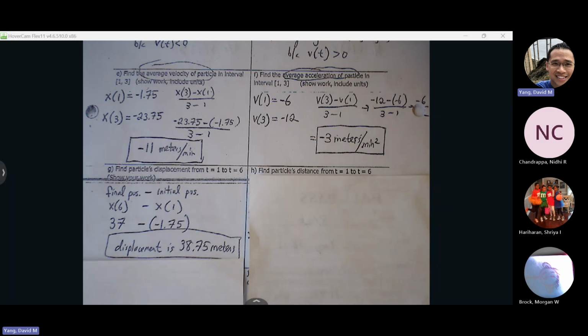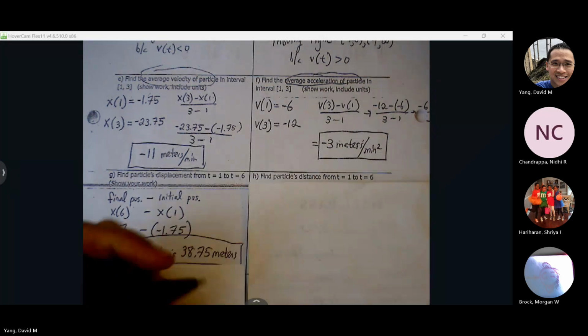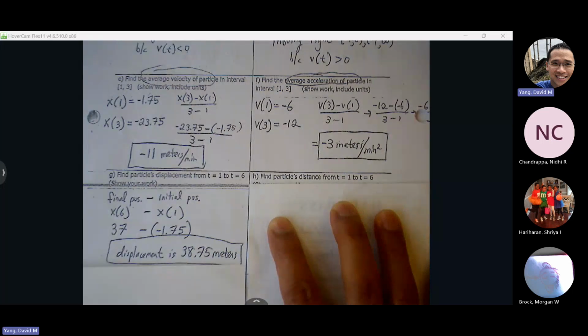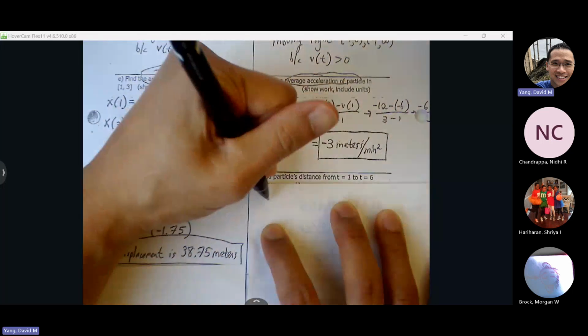If we get a positive number, that just means that we end up to the right of where we started. If we get a negative displacement, that just means that we end up to the left of where we started. Okay, are we okay with displacement? Okay, distance.